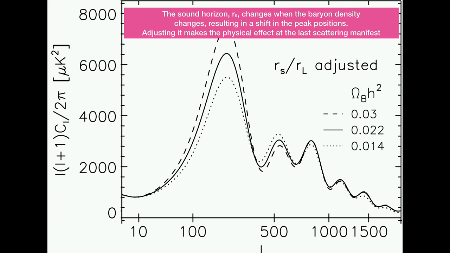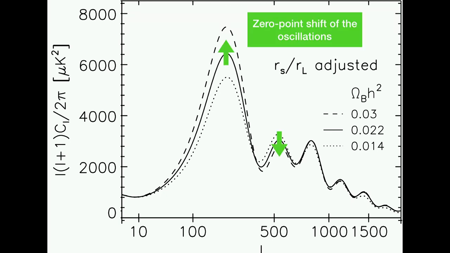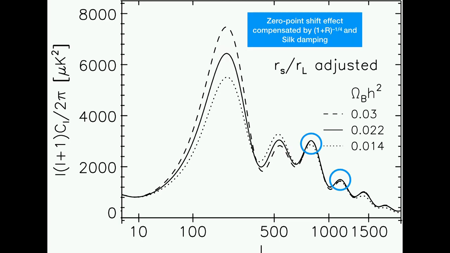Now it's apparent that, for example, if you compare baryon density 0.03 and 0.022, the first peak goes up, the second peak goes down, the third peak is almost intact, forget this dot, which I'll come back to later. And the fifth peak is also not changing very much. Yeah, first peak goes up, second, right? You understand everything, yeah? Very nice.